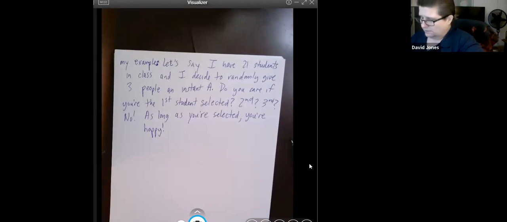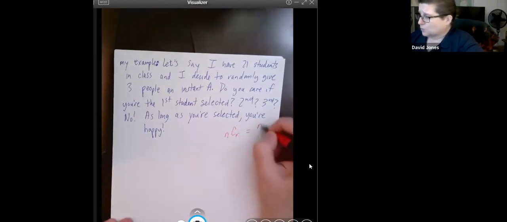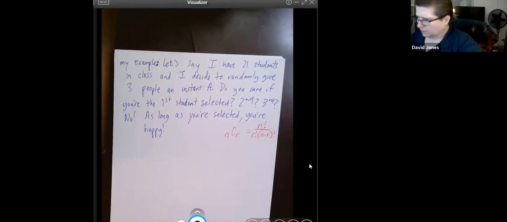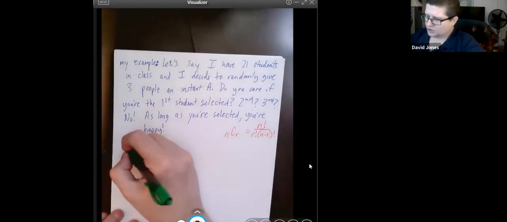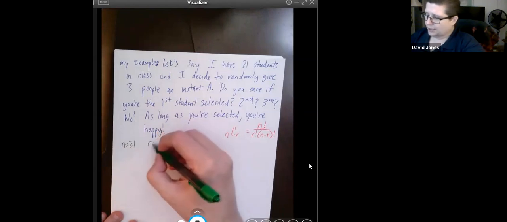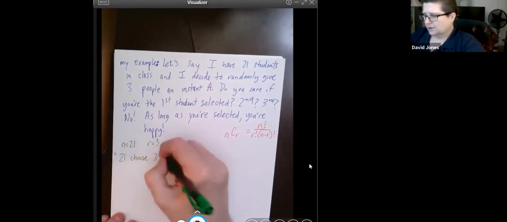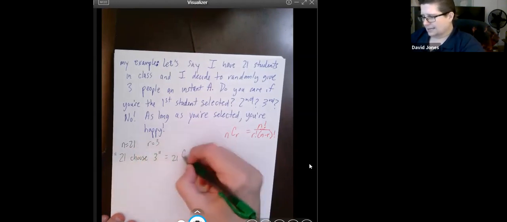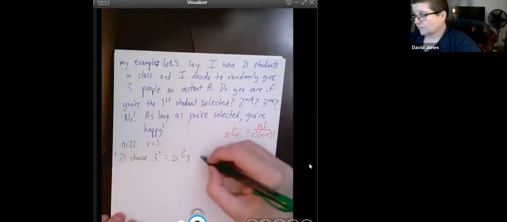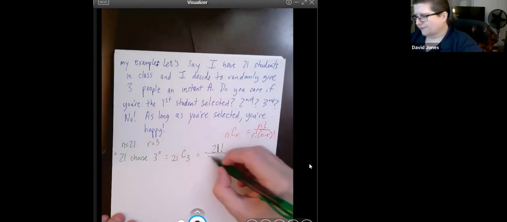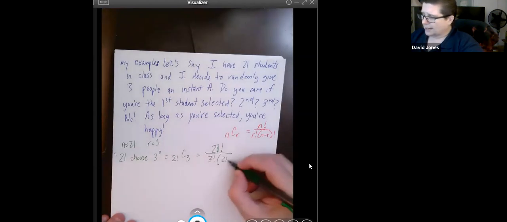So, I'll write down my formula again. N choose R is N factorial over R factorial times (N minus R) factorial. In this problem, N is 21 students and I'm going to choose 3. 21 choose 3, or 21 C 3, is 21 factorial over 3 factorial and 21 minus 3 factorial.